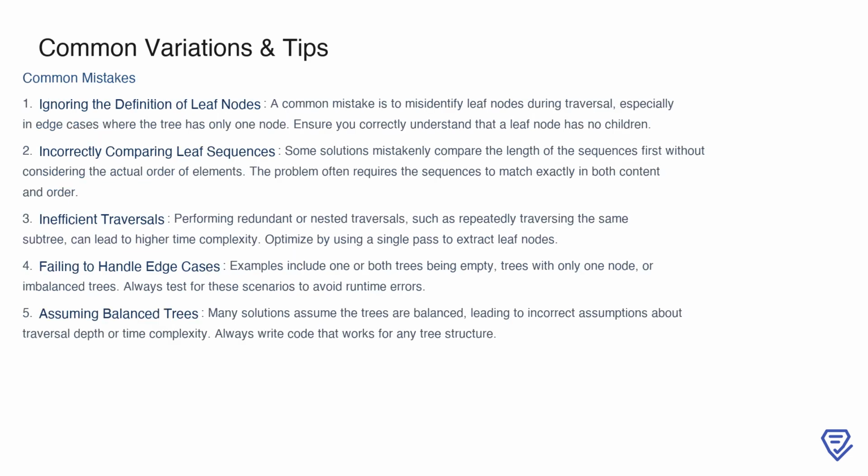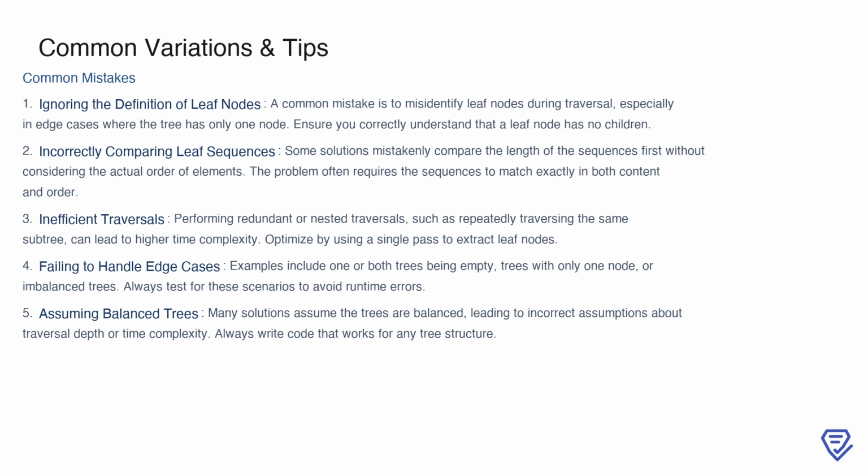When solving this problem, there are several common mistakes to watch out for. First, it's easy to misidentify what qualifies as a leaf node, especially in edge cases like a tree with only one node. Remember, a leaf node is any node that has no children. Another frequent issue is incorrectly comparing the leaf sequences. Some solutions focus on checking the lengths of the sequences first, but this problem requires the sequences to match exactly in both content and order.